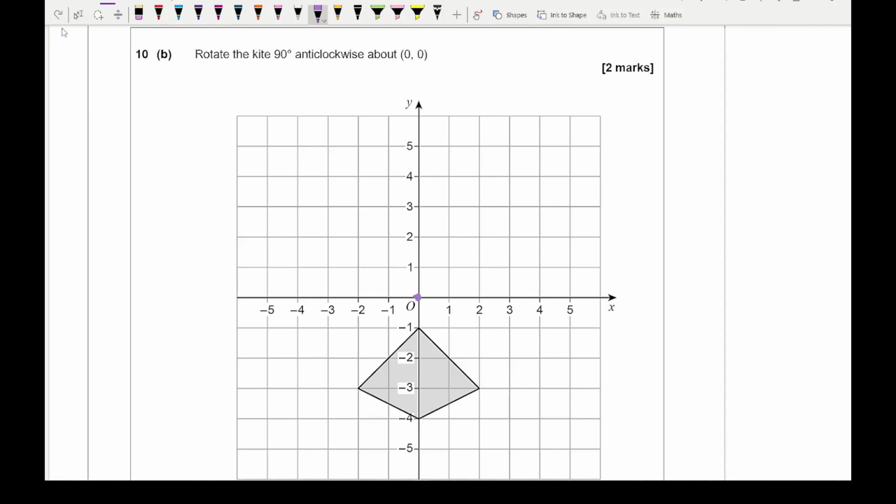So here is my center of rotation. We're going anti-clockwise, so we're going in this direction. Now again, you might want to use tracing paper for this, or you might want to do it just by using your general skills. But the points that you should have should look something like this.